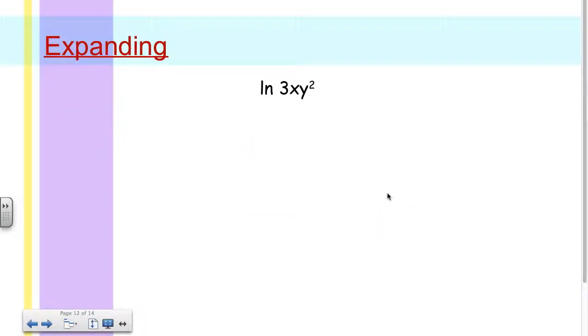So now that we have all the properties, let's put them all together, mix them in, and solve some with variables. All right, so we're going to try and expand this natural log. We have natural log of 3xy squared. If you look in between all of these values, we have multiplication. That should immediately tell us that we can separate this into addition. That's what the product property says. We can write this as the natural log of 3 plus the natural log of x plus the natural log of y squared.